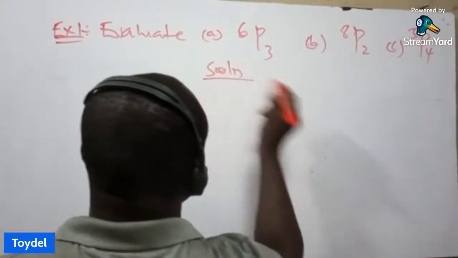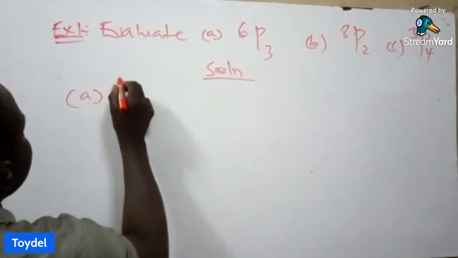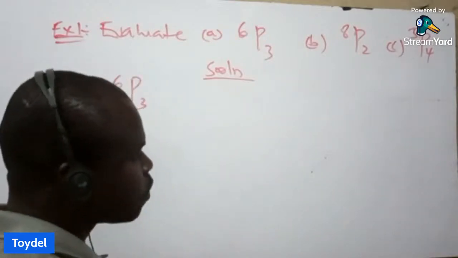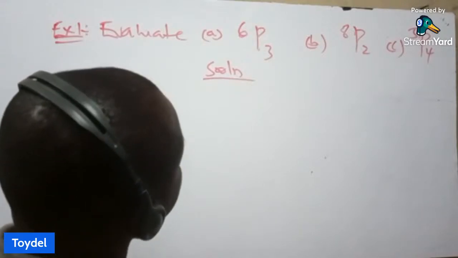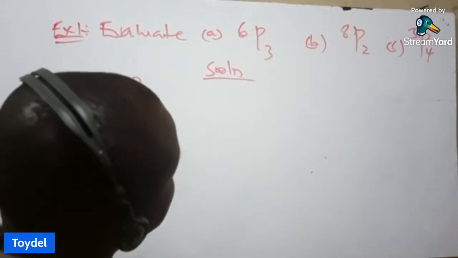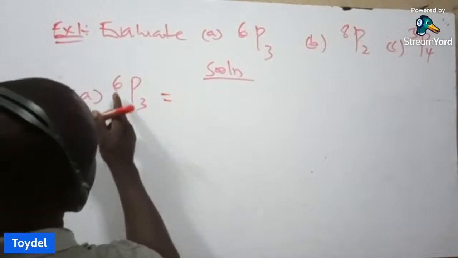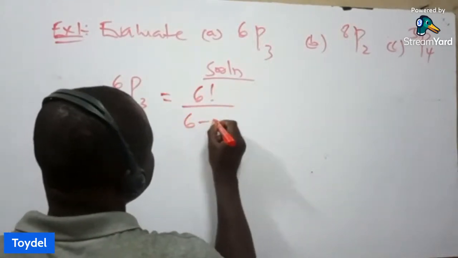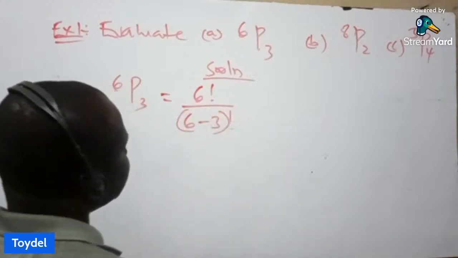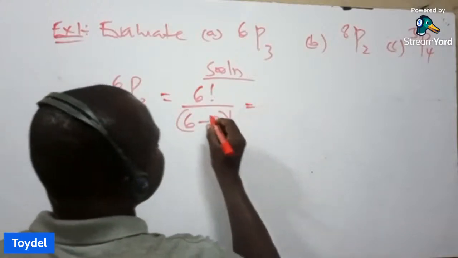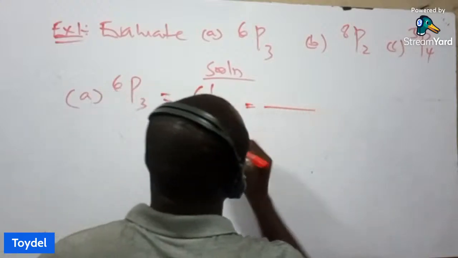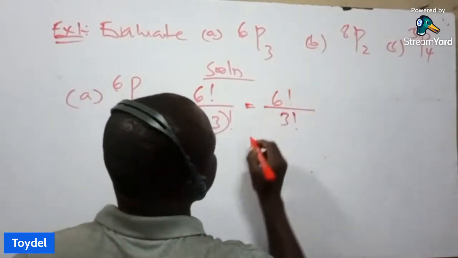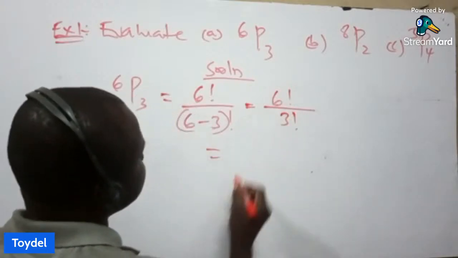So how do we get this? We start with the first one, where we have 6 permutation 3. When we have n permutation r, it is given as n factorial all over n minus r factorial. So in this case now, we have 6 permutation 3. This is going to give us 6 factorial all over (6 minus 3) factorial. So in this case now, what is 6 factorial? Okay, we concentrate on the denominator. 6 minus 3 is 3 factorial. Then we have 6 factorial.